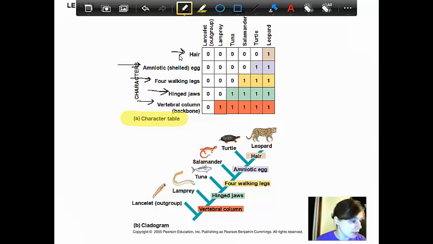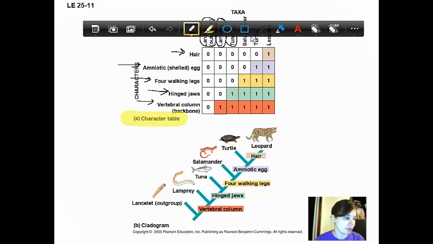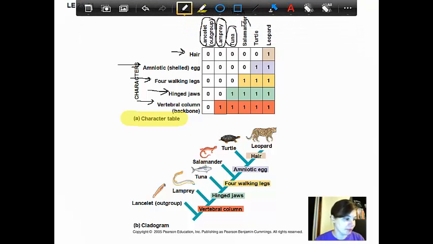Our outgroup is the lancelet, which is kind of like a fish. But as you can see, if you go down these traits, it doesn't have a backbone. So it's very similar to a lamprey, which is right here. That's our next in-group species. So lamprey, tuna, salamander, turtle, leopard. All of those are considered our in-group species. The lancelet is the outgroup.